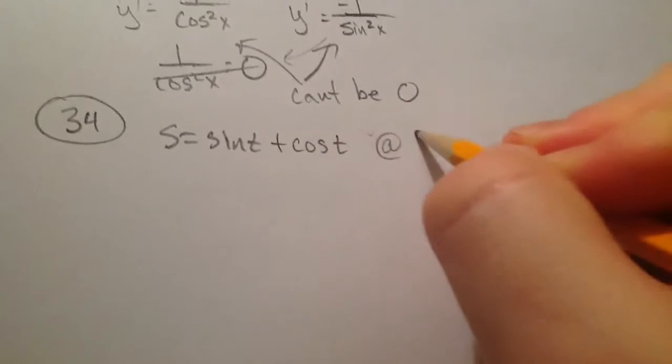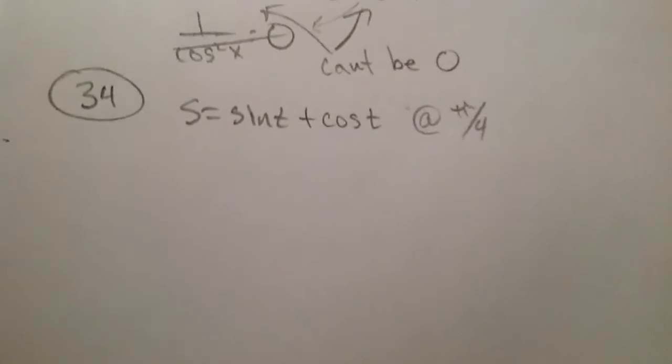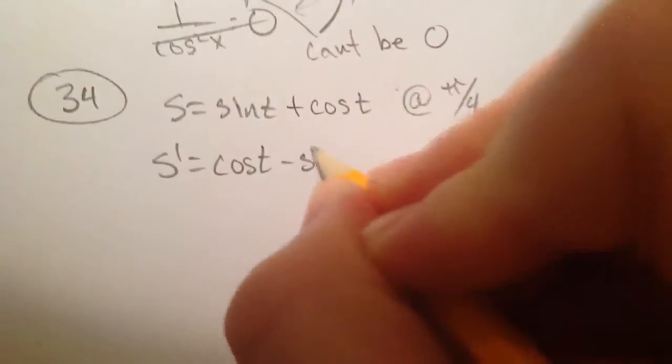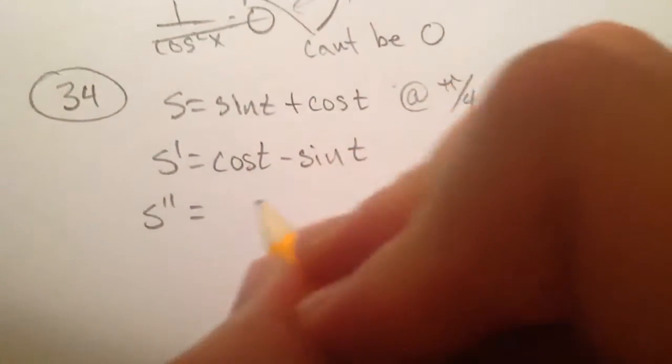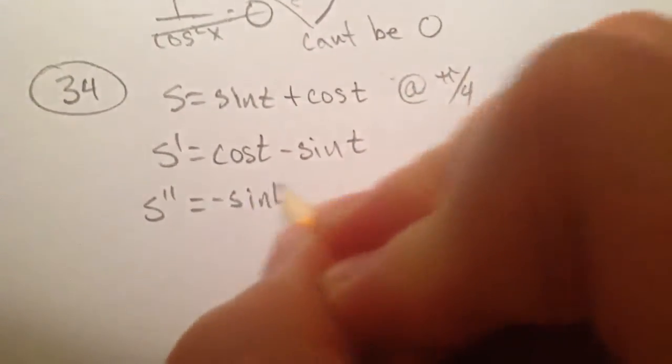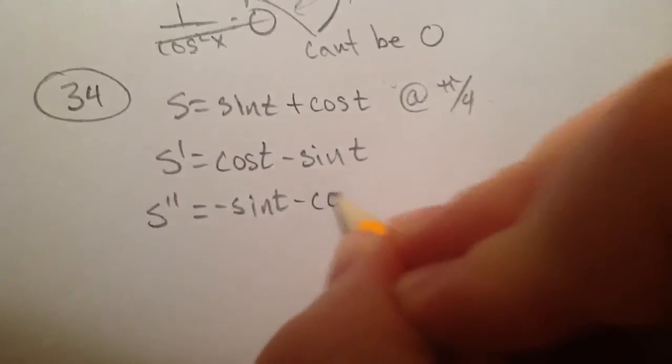At pi over 4. Pi over 4 again, that sucks, because it's all root 2 over 2 stuff. So there's your position. Velocity will be just the derivative of that. Derivative of sine is cosine. Derivative of cosine is negative sine. Acceleration: derivative of cosine is negative sine. Derivative of sine is cosine.